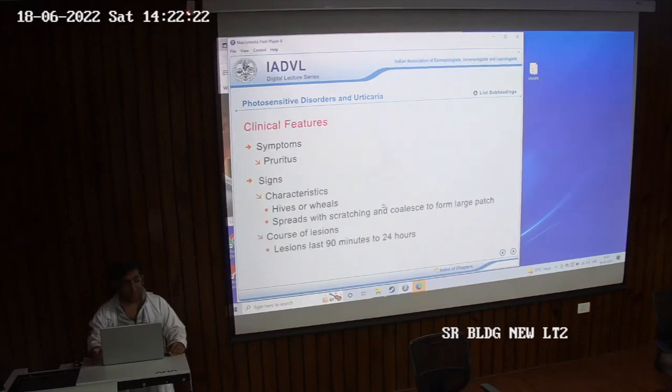Clinical features: symptoms such as pruritus. Signs include hives or wheals. Hives or wheals means raised welts, like when a mosquito or fly has bitten you. It spreads with scratching and coalesces to form a large patch. Course of lesions lasts 90 minutes to 24 hours. Patient says, I got it in the morning and it was gone by evening, or within 1.5 hours.